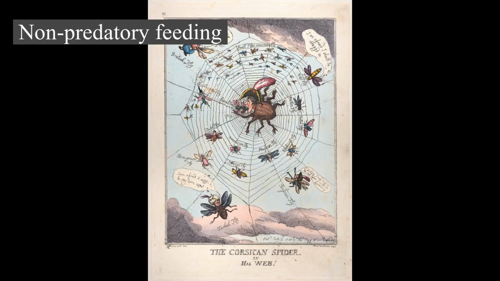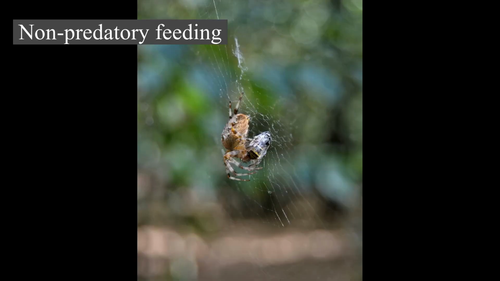Nectar contains amino acids, lipids, vitamins, and minerals in addition to sugars, and studies have shown that other spider species live longer when nectar is available. Feeding on nectar avoids the risks of struggles with prey and the costs of producing venom and digestive enzymes.